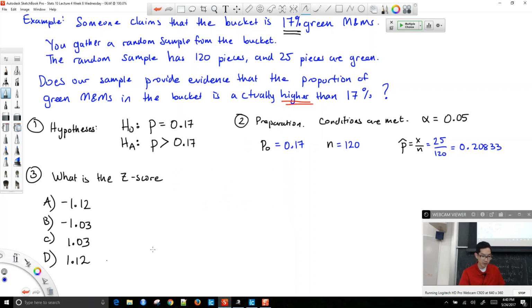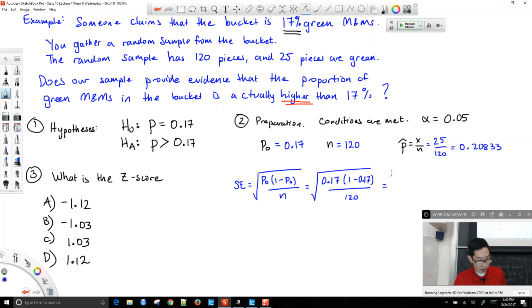Let's take a look. In order to get our z-score, we first have to find the standard error, which is the square root of p0 times 1 minus p0 divided by n. So the value we use is 0.17 times 1 minus 0.17 divided by 120. I take the square root of that and I get 0.0343, something around there.